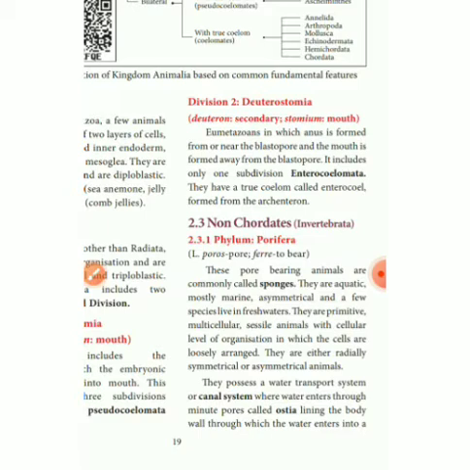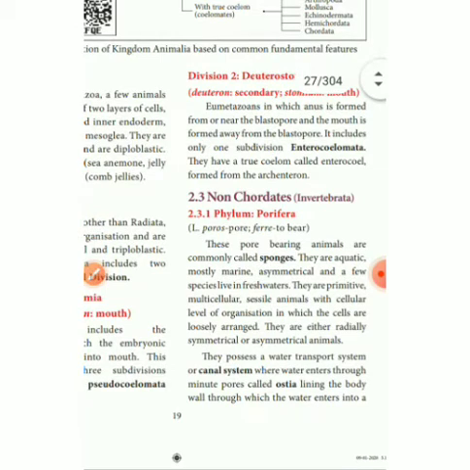In this Deuterostomia, one subdivision is called enterocoelomates. They have a true coelom called enterocoel. So next we go to non-chordates. Non-chordates are otherwise called invertebrates.